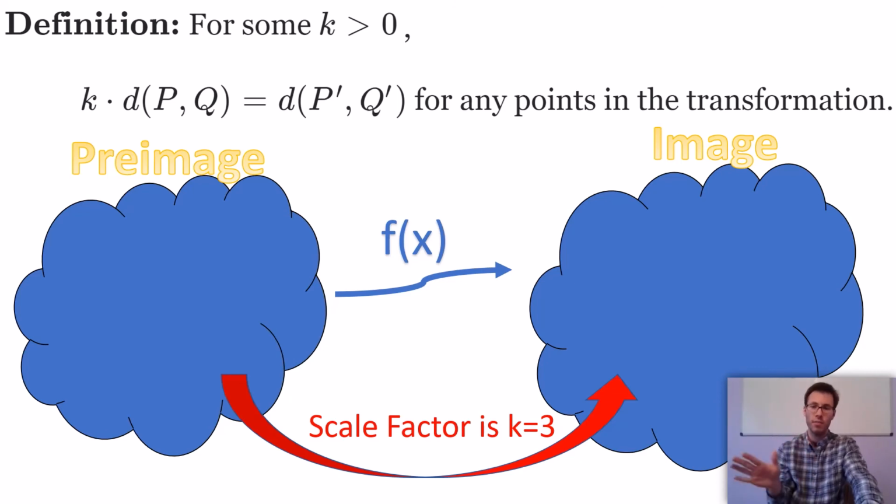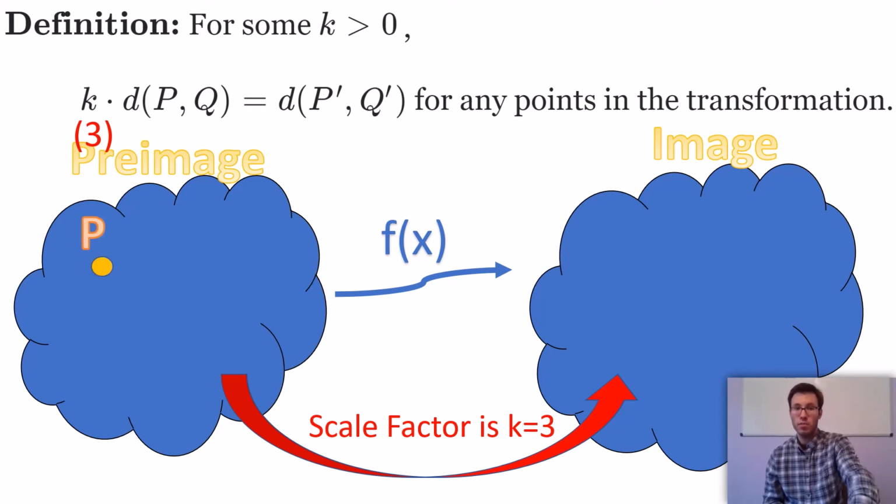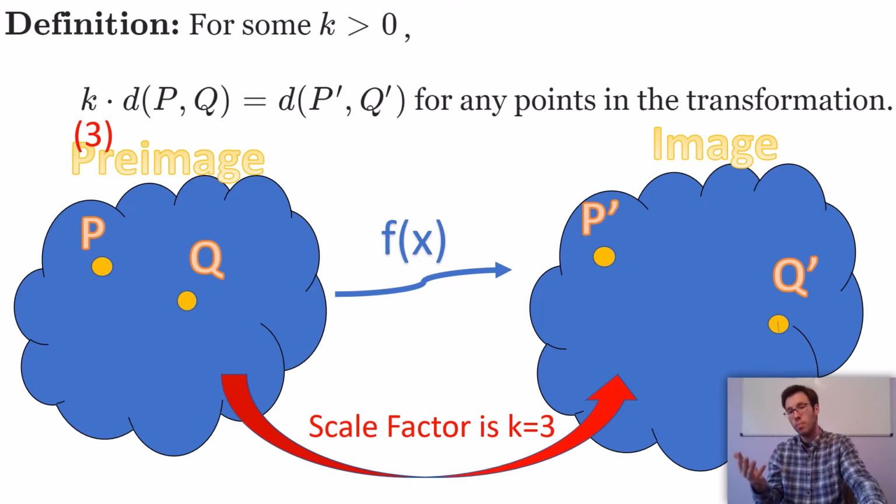Let's say I have a scale factor. The scale factor, let's say it's k and it's equal to 3. So k is 3 here. It's greater than 0, so we're good. So let's denote that number 3 right under k. So k is our scale factor, it's 3 here. Let's say I have some points in my pre-image, P and Q. They correspond in the image to points P prime and Q prime. So P and Q correspond to P prime and Q prime by the function F of X.